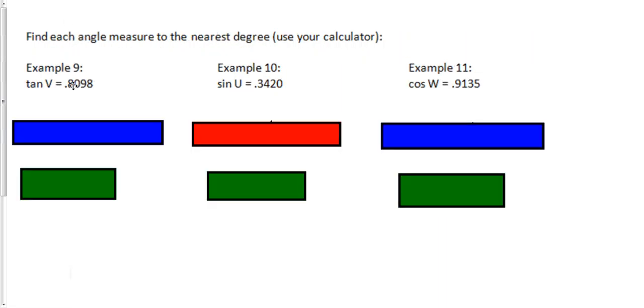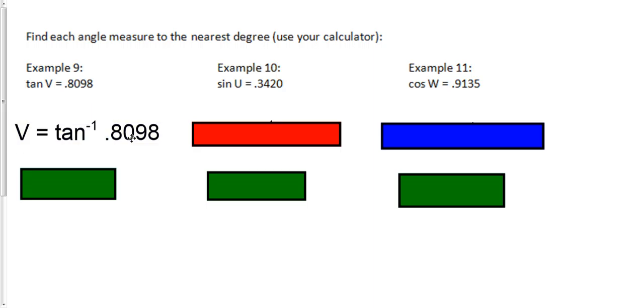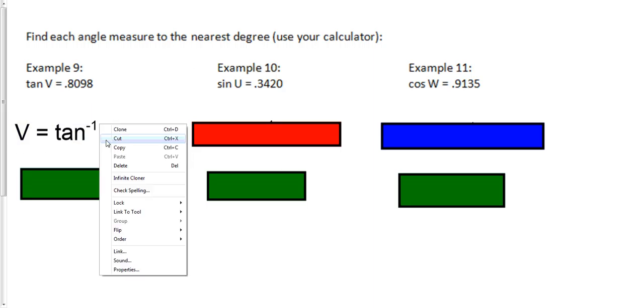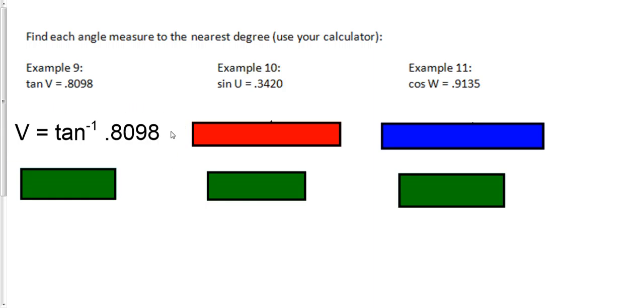If we already knew that the tangent of angle V came out to 0.8098, then what we'd type into our calculator is tangent inverse of 0.8098. That would give us the degrees of V, how big angle V is. To do tangent inverse, it's usually the second button or the shift button, and then tangent. It should be right above tangent, labeled tangent inverse, or tangent to the -1 power. So tangent inverse, and then type in 0.8098.